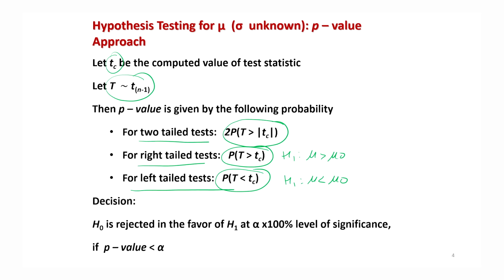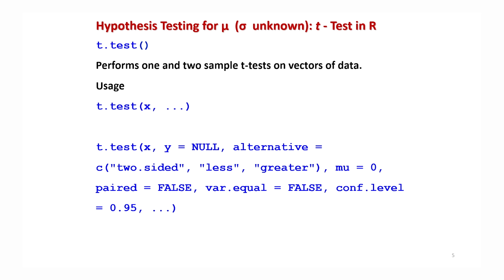And the rule is that we reject the null hypothesis H0 in favor of H1 at alpha times 100% level of significance if the p-value is smaller than alpha. Same rule that we have used in the earlier lecture also. Now, if you want to conduct such a test of hypothesis in the R software, then the command is t.test, and it is available in the base package. You need not install any other package, as in the case when sigma square is known.